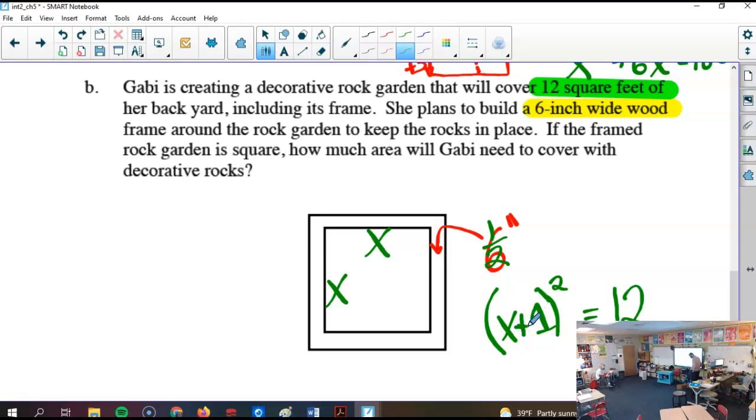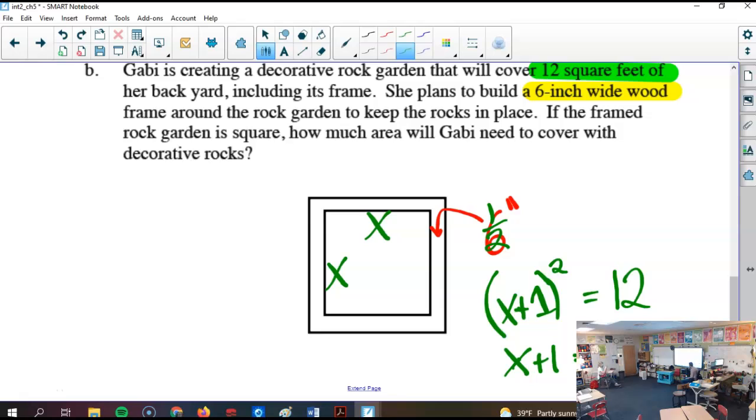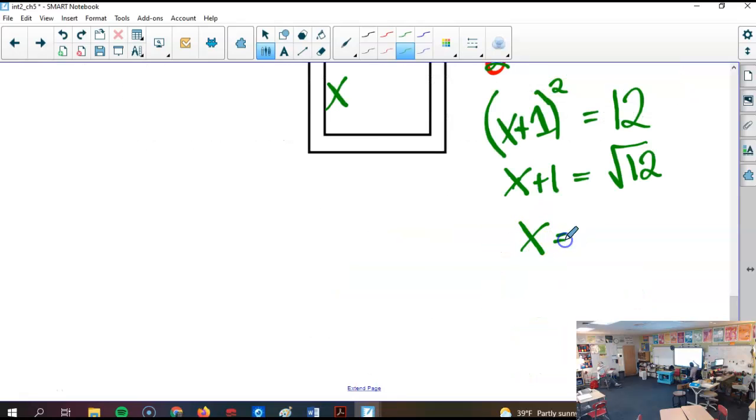Alright, try that now. Well, square root 12. Yeah, square root 12. That does not seem as nice as square rooting the last one. X equals the square root of 12 minus 1. Yeah, there we go. That's radical 12 minus 1.